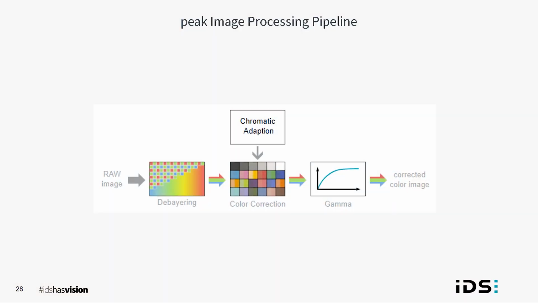The chromatic adaptation needs to be processed on linear data. Therefore, when programming the chromatic adaptation, the correct image processing pipeline is to debayer the image, apply the color correction, which will be modified by the chromatic adaptation, and then apply the gamma correction. In Peak Cockpit, the order of processing is managed automatically, but we do need to consider this when programming our own application.